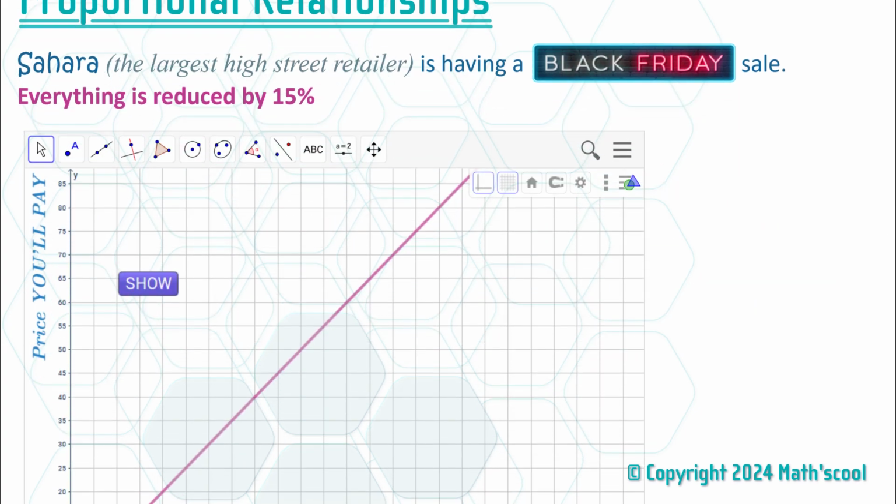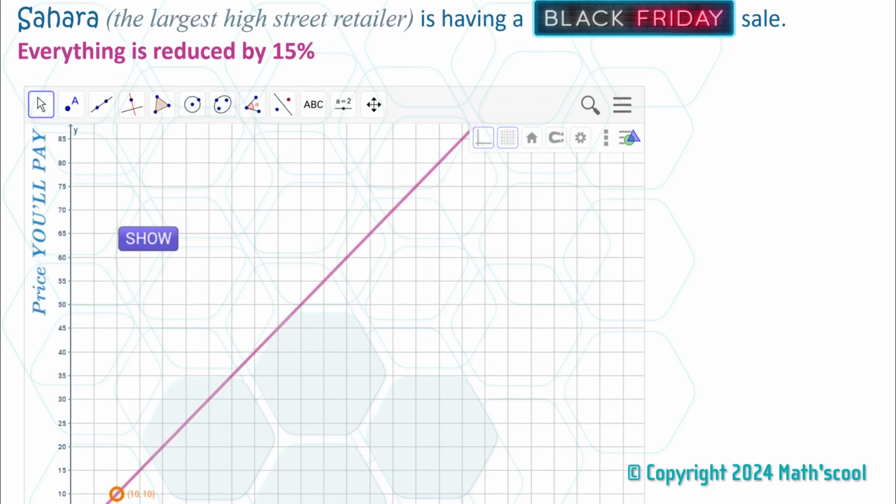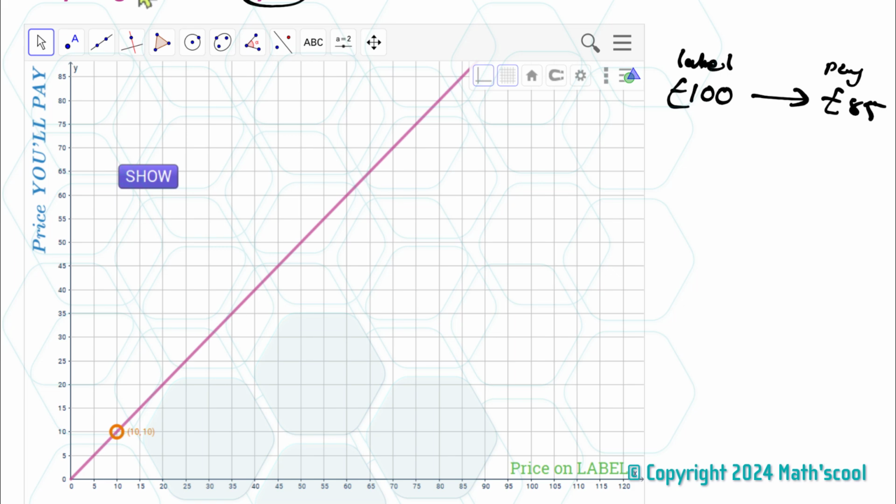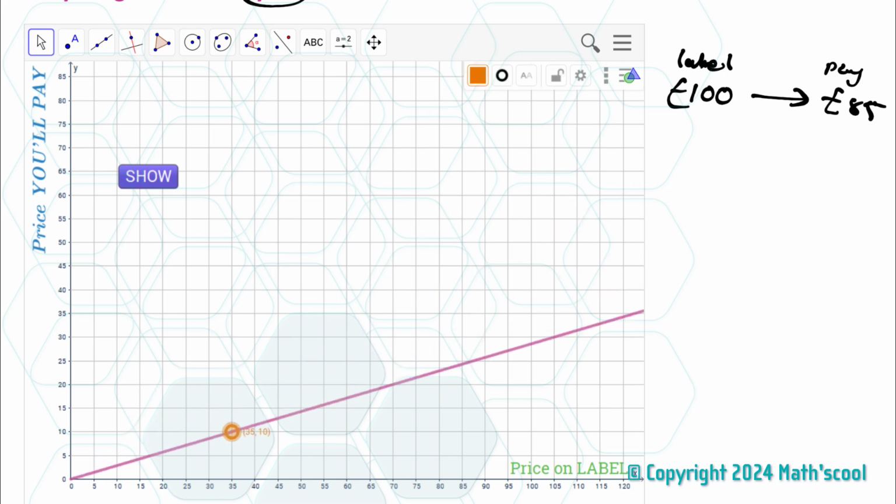I've got a graph set up here, and I know everything is reduced by 15%, and the easiest thing for me to work out is that a £100 article would be reduced by 15%, so 15% of 100 would be £15, so it would be £85. So that's on the label, and that's what you'd actually have to pay at the till because of the 15% discount. So what I'm going to do is use that as my starting point.